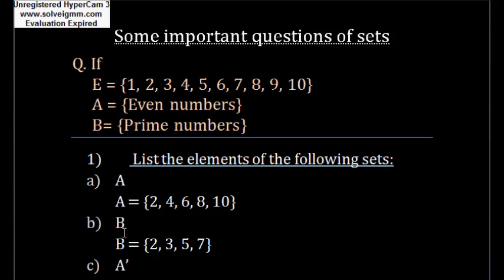Now B equals 2, 3, 5, 7. These are the prime numbers. It means in the universal set you have to select the prime numbers but only in this range, not greater than the universal set.